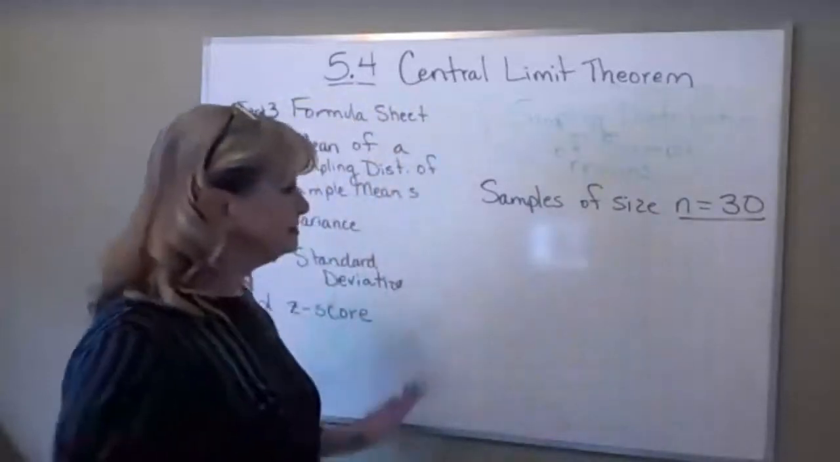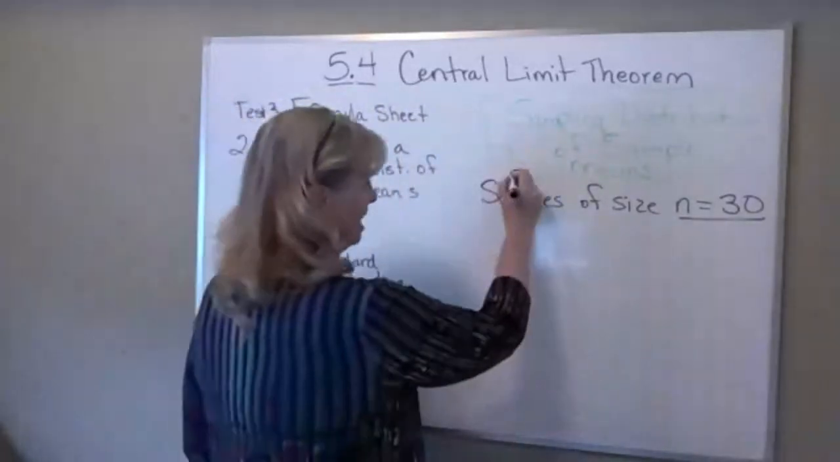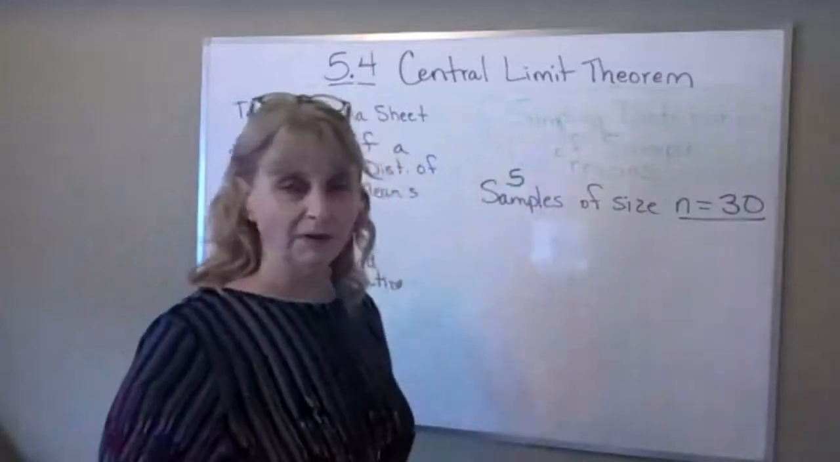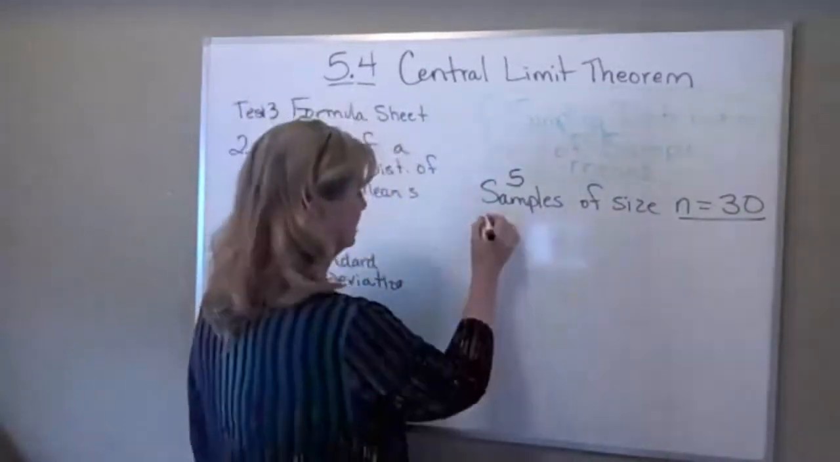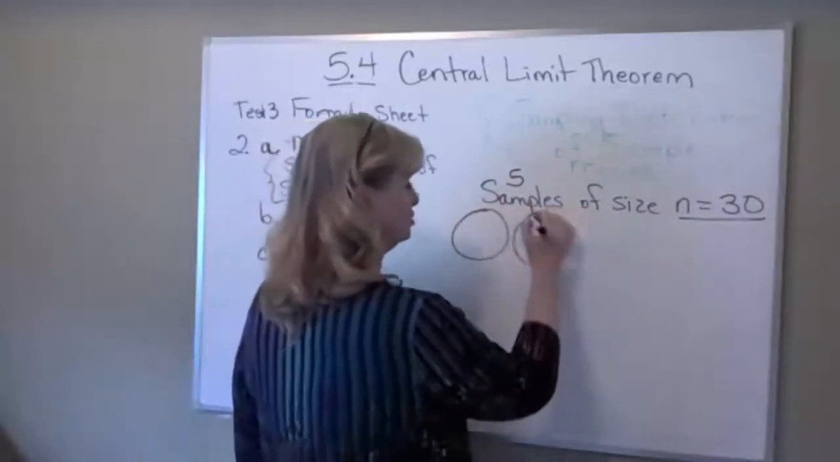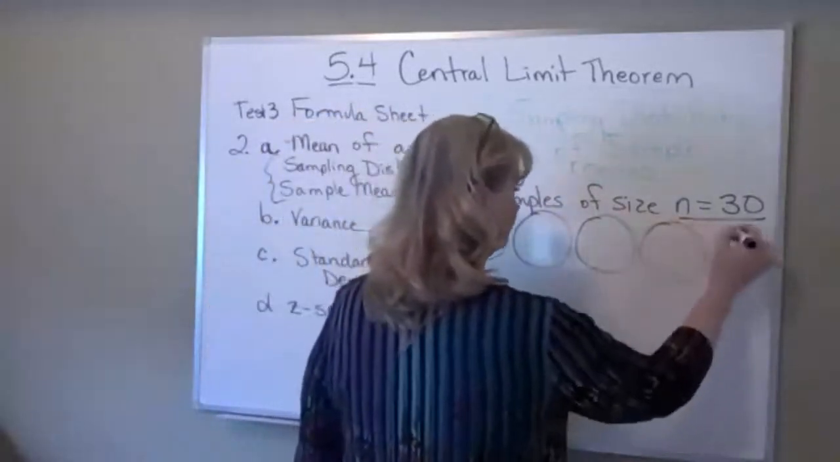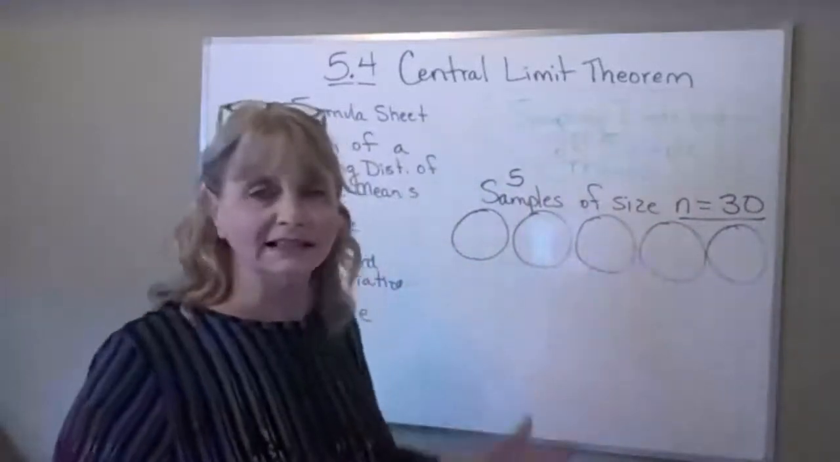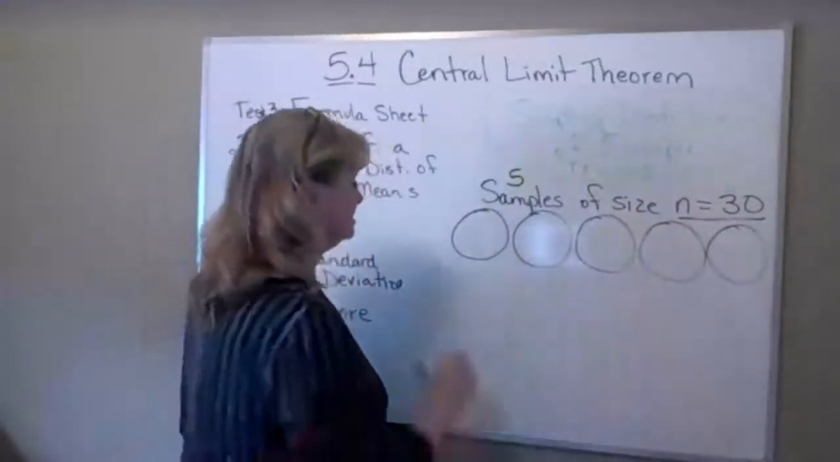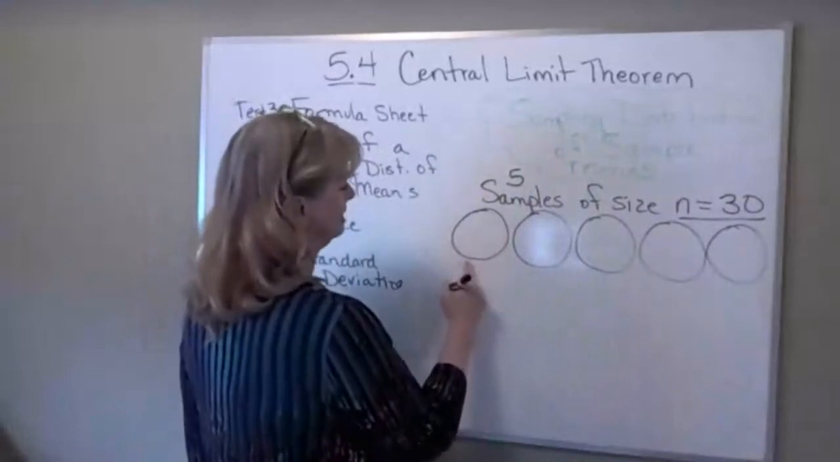So let's say you take some samples. Let's just say we take 5 samples of 30 people. So 150 people total instead of 5,000. So let's say here's our 5 samples. 1, 2, 3, 4, 5. And each of these samples has 30 randomly selected students in it. And so we go to this sample 1 here.